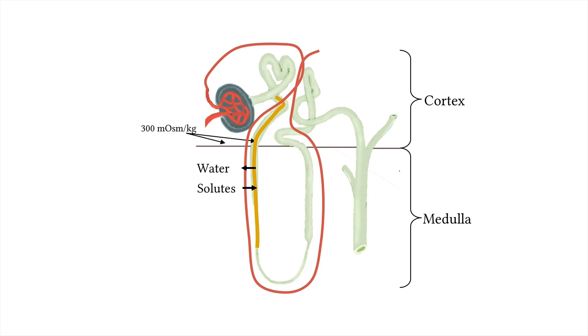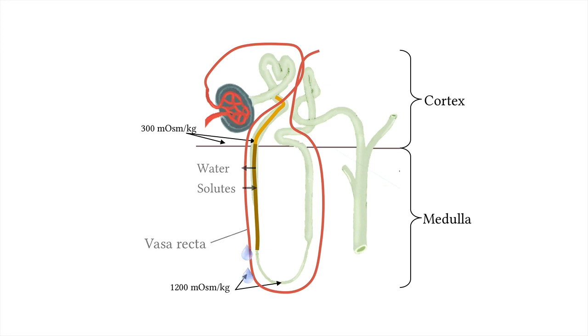So the filtrate becomes more and more concentrated as it moves deeper into the medulla. At the bottom of the loop, the concentration of solutes of the filtrate in the loop is equal to the concentration in the medulla, or 1200 milliosmoles per kilogram. Once the water moves out of the loop of Henle, it doesn't remain in the interstitial fluid there for long. It moves to the vasa recta, which is a specific blood vessel located right here. Thus, that water that was in the filtrate is now back in the bloodstream.